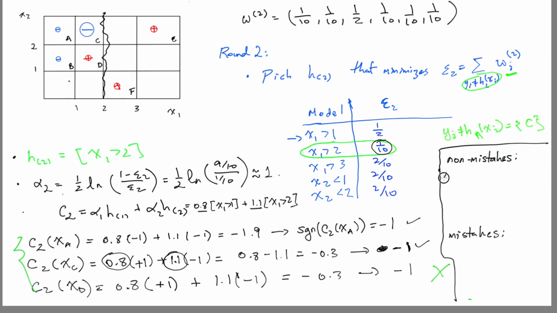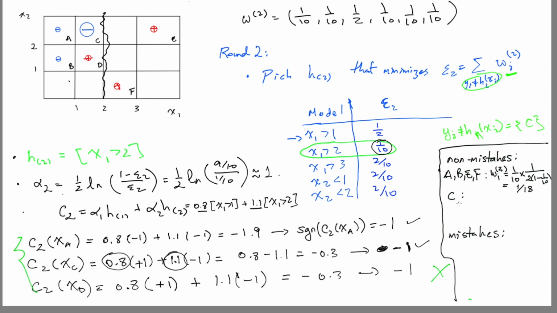So let's do A, B, E, F. These are non-mistake points. The reason I want to do these and not C as well is that C has a different starting weight, so I just want to leave it on its own. So for A, B, E, F, w_i3 is going to be equal to the old weight, which is 1 over 10, times 1 over 2 times 1 over 10, right? 1 minus epsilon 2 is 1 over 10. So these weights end up being 1 over 18. So A, B, E, F get weight 1 over 18.